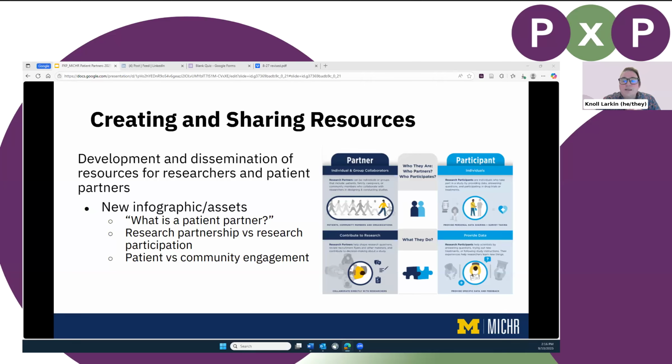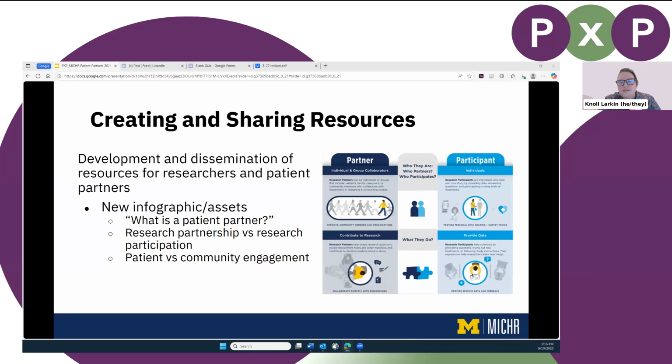The first one is just kind of what is a patient partner? And we also include a lot of different terms because we know that not everyone calls it patient partnership. So we talk about what a partner does, who they are. We also have one that was very highly requested, about understanding the difference between a patient research participant and a research partner.